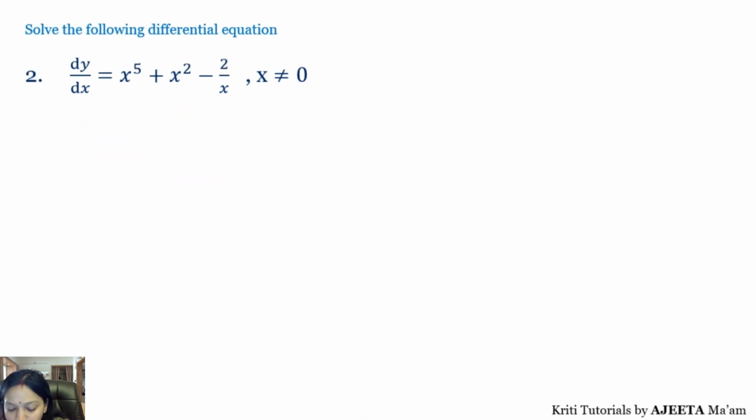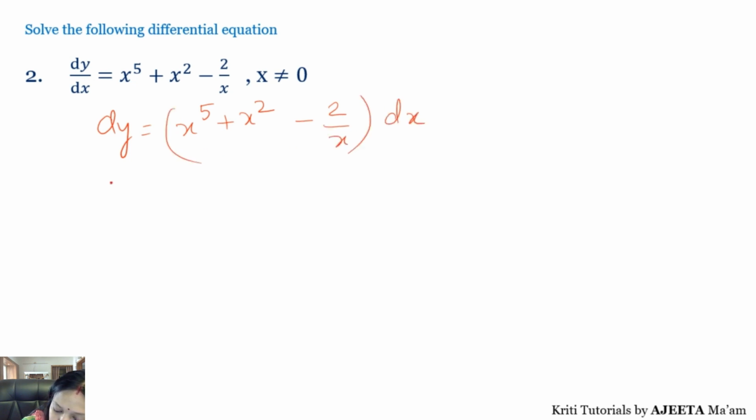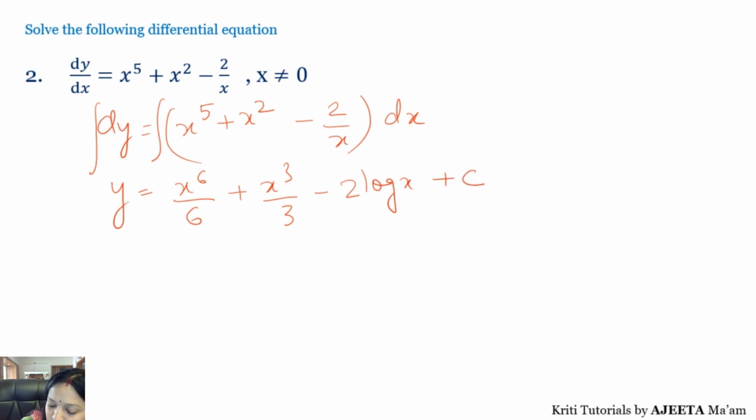Now let's move on to the next. Now here we have dy by dx is equal to x raised to 5 plus x square minus 2 upon x. Now again this is a question based on variable separable form. Let's solve this equation now. Again if we integrate it, x raised to 6 upon 6 plus x cubed by 3 minus 2 log x plus c. So simple one-line answers, so this is only a one-marker.